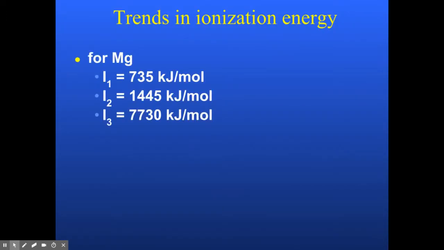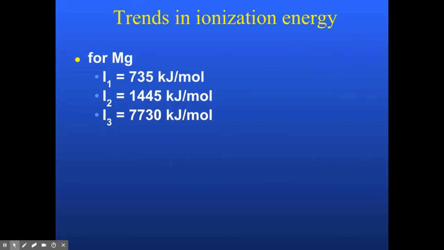We can look at something like magnesium. Here we're just looking within the same atom. I1 for magnesium is relatively low. It's going to take energy because you're removing those negative electrons that are attracted to that positive nucleus, but it doesn't require a whole lot of energy. It takes about double the amount of energy to remove the second electron. But when you go to remove that third electron, the jump in numbers is really, really huge. So something must be going on within an atom that would cause this massive jump in ionization energy.